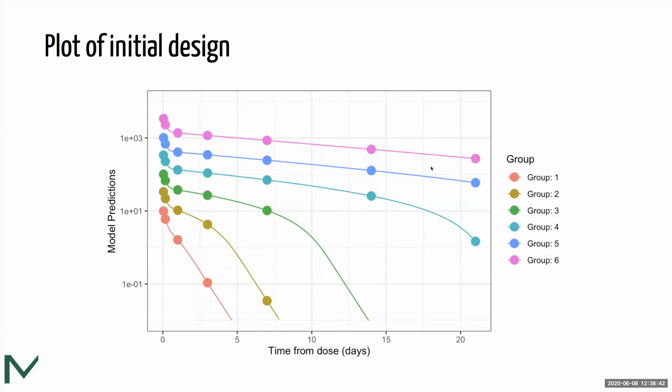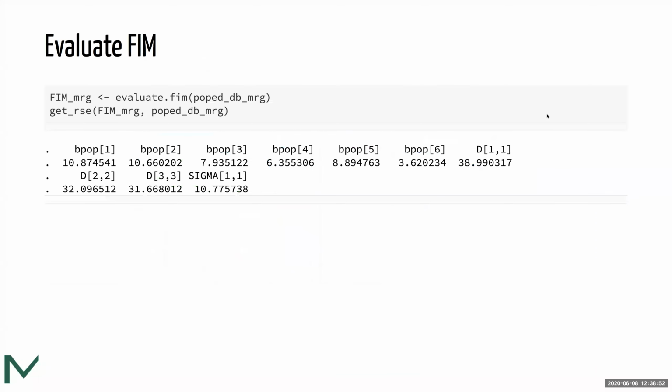And just to check that we've set everything up right, we plot the responses for the 6 dose groups and the initial sampling times over 3 weeks. Everything looks good, so we can evaluate the information matrix and look at the standard errors. In fact, these all look pretty good because I spent a lot of time with this example before setting this up so it will work nicely.